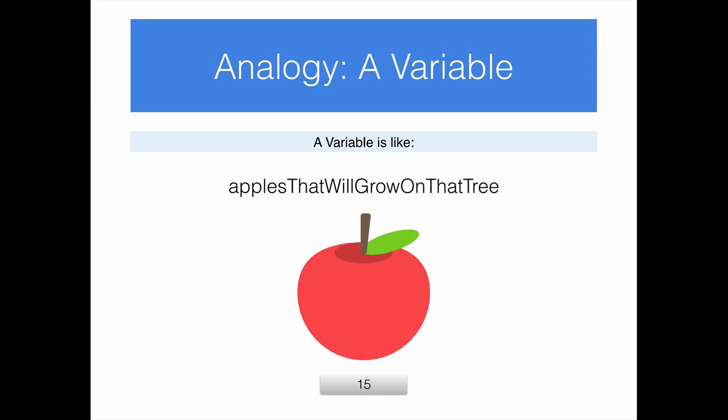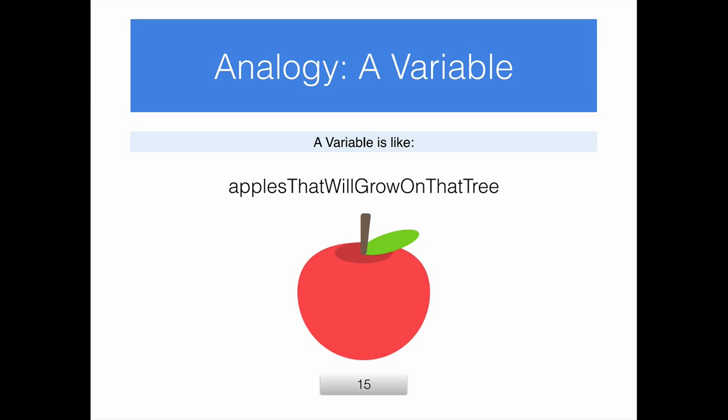We have a variable named apples that will grow on that tree, and we'll assign an initial value of 15. You can see that at the bottom there. So why would this be a variable? Why wouldn't we make this a constant? Well, just thinking out loud, imagine if there was a massive storm that came through and destroyed our hypothetical tree. In that case, we would want to set the apples that will grow on that tree down to 0.